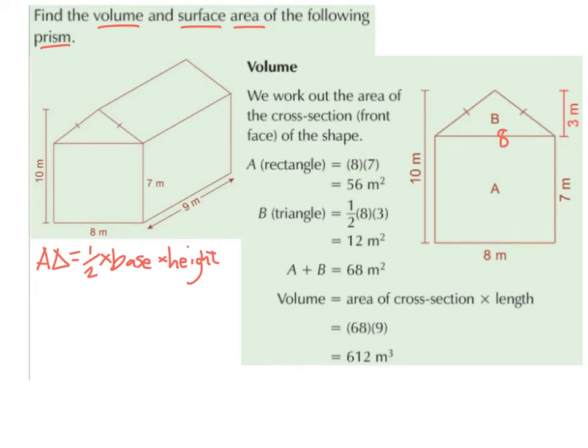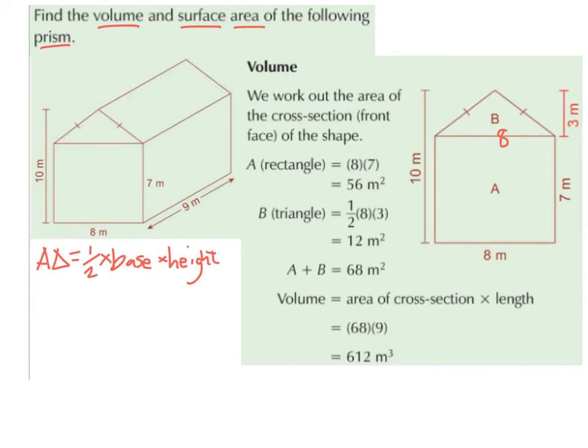And if the overall height of the structure is 10 and the height of the rectangle is 7, then 10 minus 7 leaves us with 3 for the height. So the perpendicular height of our triangle is 3 and the base is 8. So it's going to be half times base times height, so half times 8 times 3. 8 times 3 is 24, and half of 24 is 12 meters squared. So the area of the triangle at the top is 12 meters squared.